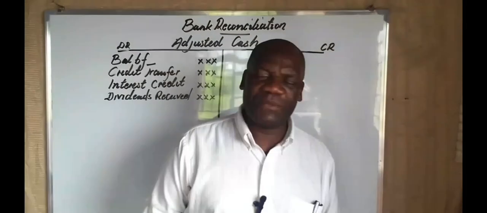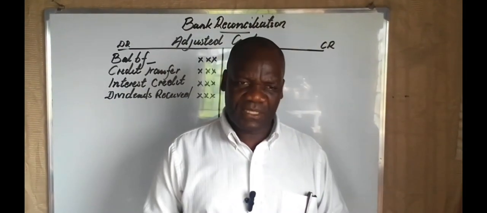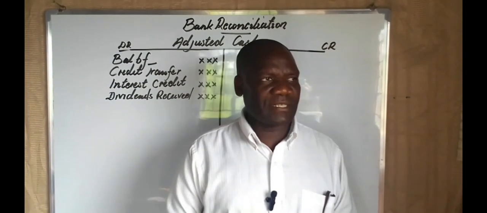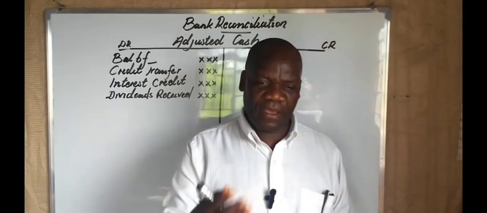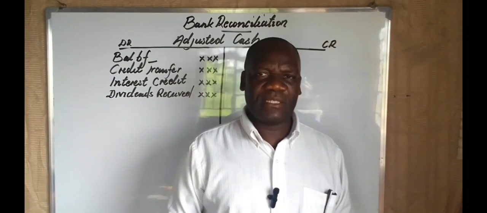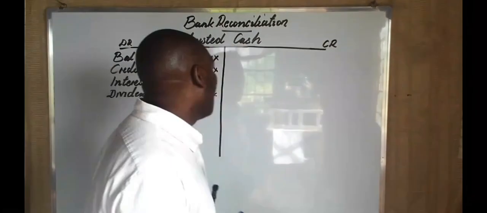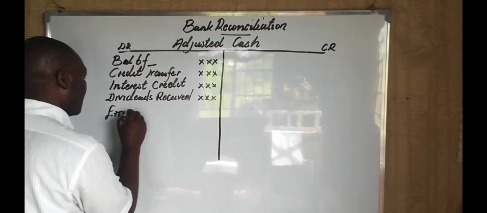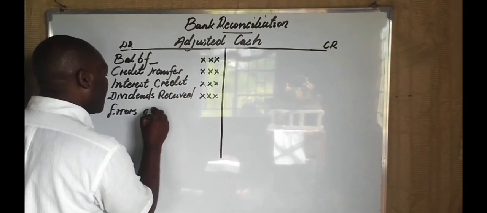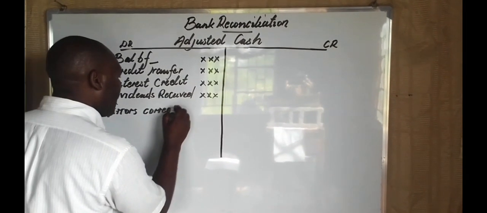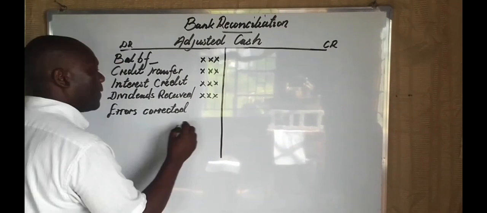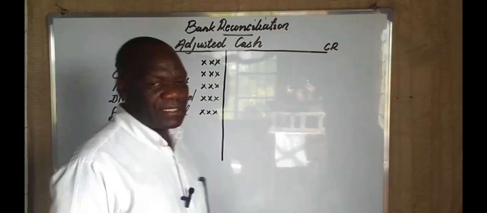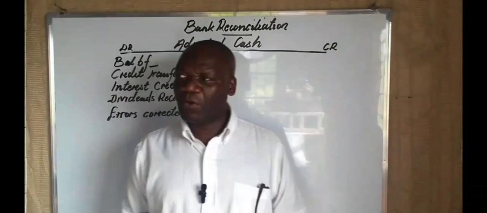The next item, there are times when we make mistakes as we are doing the postings. So when you correct that mistake, the error is corrected. You write it as errors corrected. The amount here.